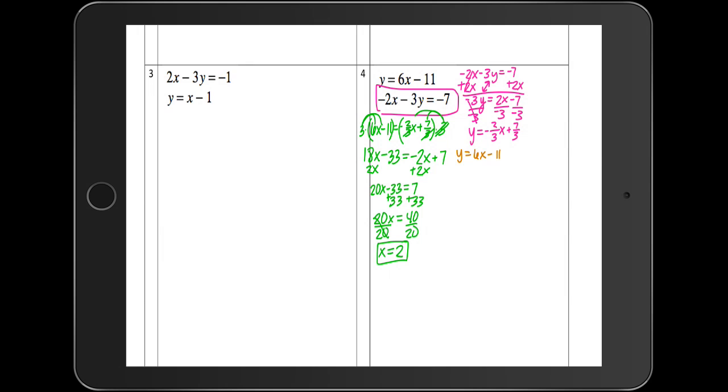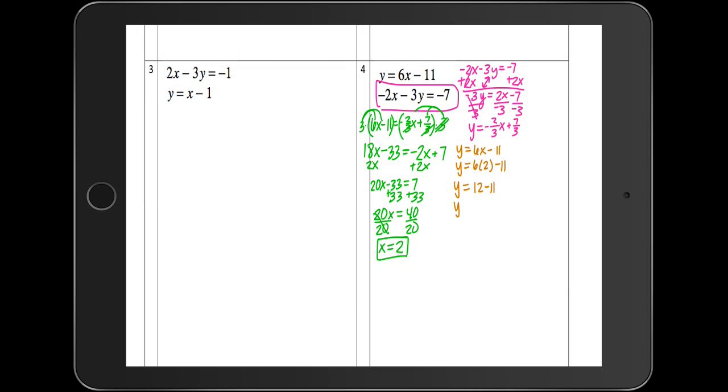I am plugging in the value of 2 for x. So y equals 6 times 2 minus 11. Well, that means y equals 12 minus 11. And I know 12 minus 11 is 1. So that means y equals 1. This is the second part of my solution.